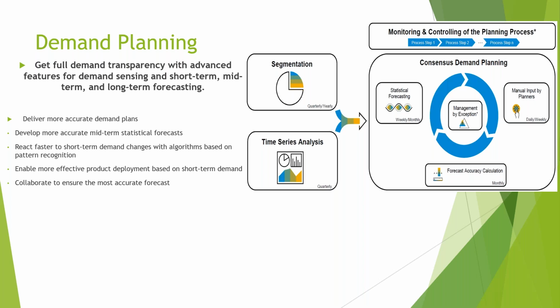So now here, if we see this overall process of demand planning, we do have certain boxes here. This is the main box, where the output of the demand planning will be the consensus demand plan. And before that, there are two more boxes, which are the segmentation and the time series.